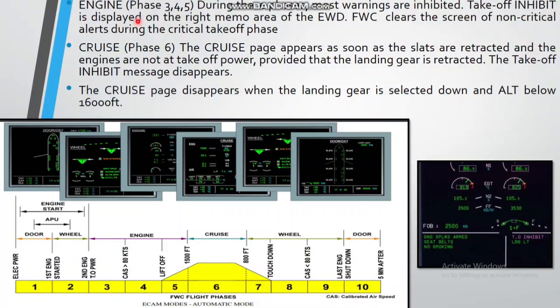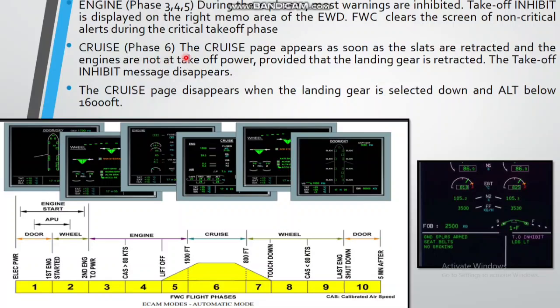Takeoff inhibited is displayed on the right memo area of the engine warning display. You can see this is your engine, and you can see the takeoff inhibition message will pop out. Flight warning computer clears the screen of non-critical alerts during the critical takeoff phase. As I told you, this is a critical takeoff phase. You have to take quick decisions in case something happens. So flight warning computer will clear all the non-critical alerts during this takeoff phase.